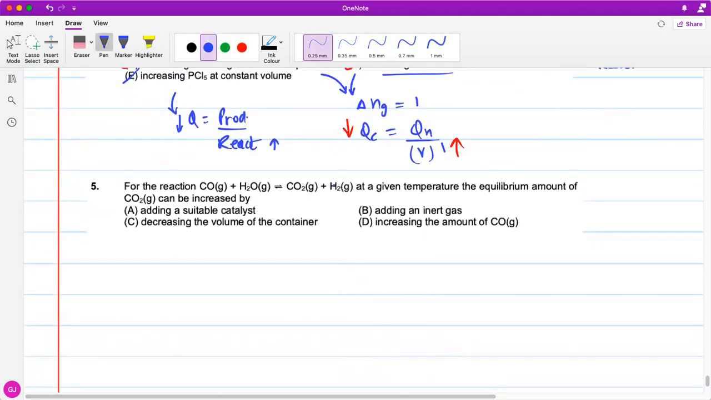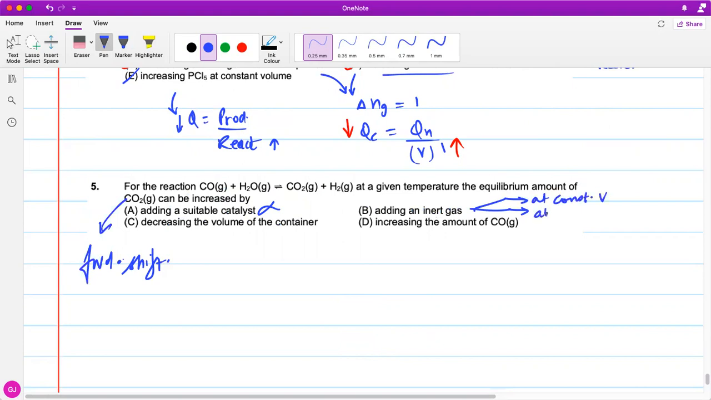For this reaction, what is going to be the effect? Okay, it is asking for CO2 to be increased. That means we are looking for a forward shift, right? That is how the amount of CO2 will increase. Catalysts do not affect the equilibrium. They just alter the time taken to achieve the equilibrium. Adding inert gas, well, here it is not mentioned whether we are adding it at constant volume or at constant pressure. The thing is that it won't matter.